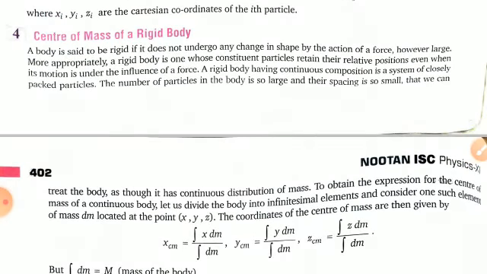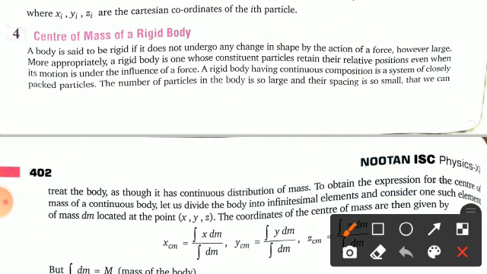Now we are going to discuss the center of mass of a rigid body. I already told you what a rigid body is. A body is said to be rigid if it does not undergo any change in shape by the action of force. Means if you are applying force over the body, it does not show any change in itself, then we can say that it is a rigid body.